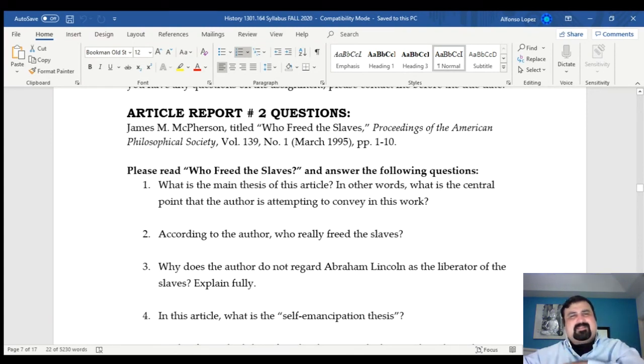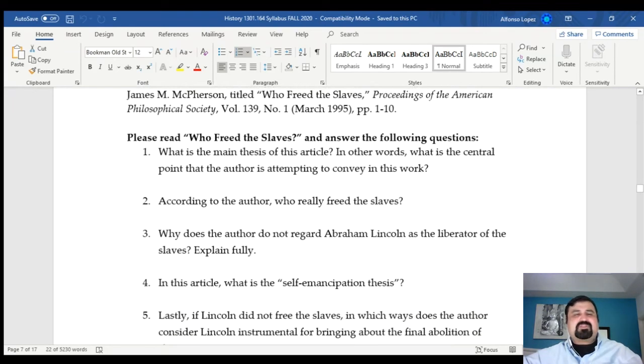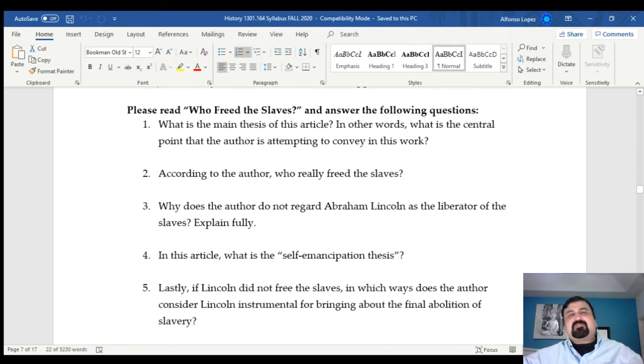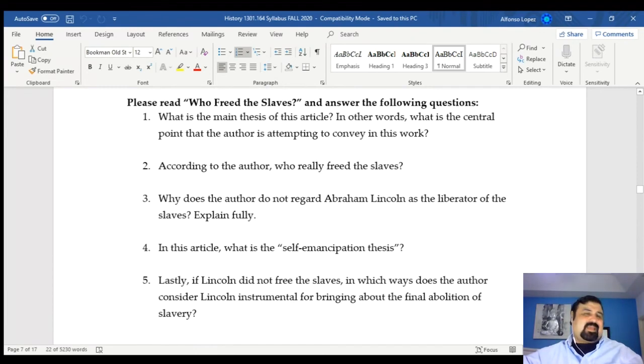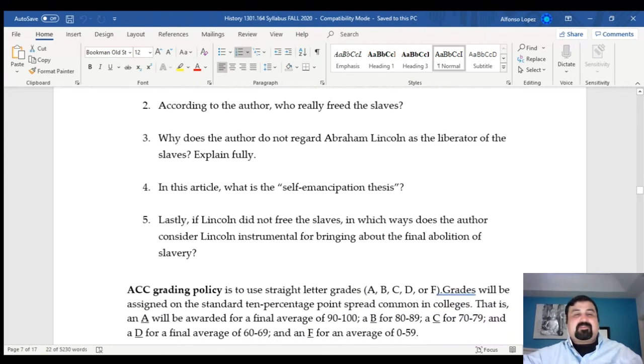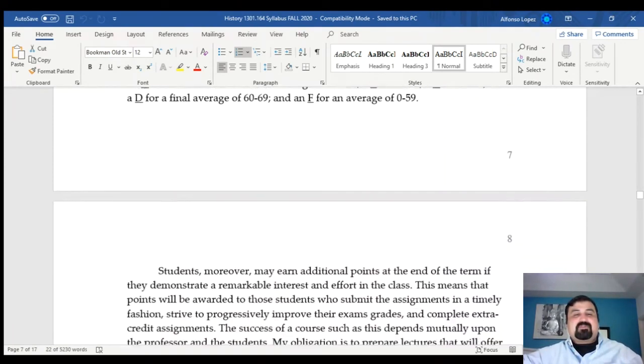So in this article, you read it, and likewise, there's a series of questions, 5 questions that you must answer, and at the end of the semester, also submit it for, again, it's also worth 15% of your final grade.